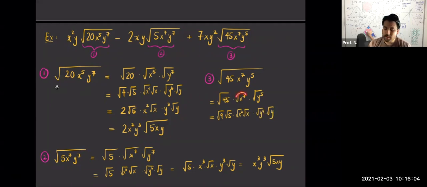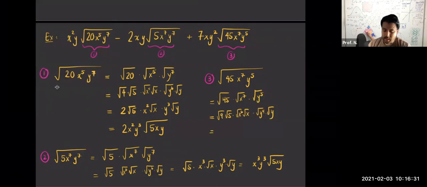Because the highest perfect square that's a factor of x to the 7th is just one less than it. It's x to the 6th because it's an even power. Y to the 5th, the largest perfect square that's a factor of y to the 5th is just one less than it. It's y to the 4th. And that's why we are taking the square root of those things, because there is such a thing as a perfect square of x to the 6th and a perfect square of y to the 4th.